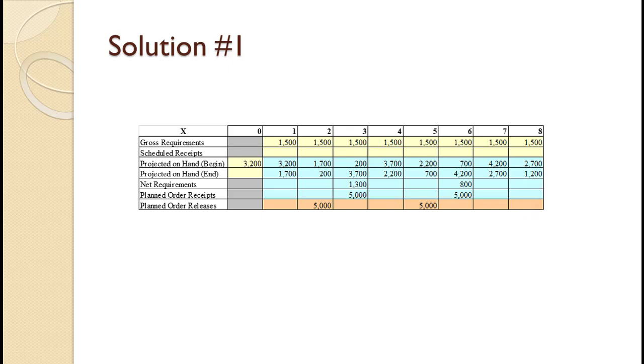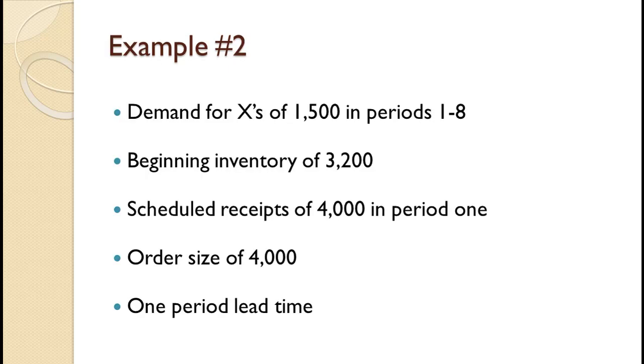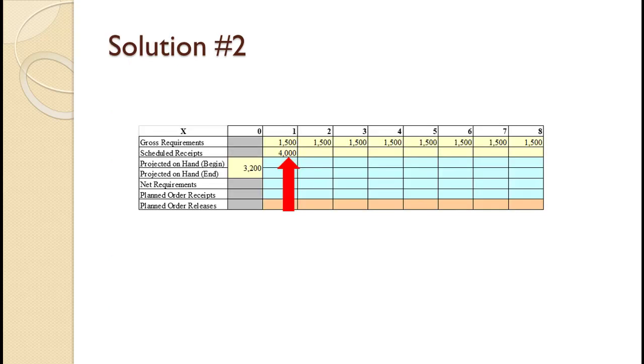While we need to add a few nuances, if you follow these calculations, you can complete almost any MRP planning grid. In the second example, we will make a couple of modifications to the first example. First, we will lower the order size from 5,000 to 4,000. Second, we will have scheduled receipts of 4,000 in period 1 to show how to handle those. Otherwise, the problem will be the same. Here, we see the setup of the problem. The single difference from the earlier example is the 4,000 scheduled receipts entered for period 1.